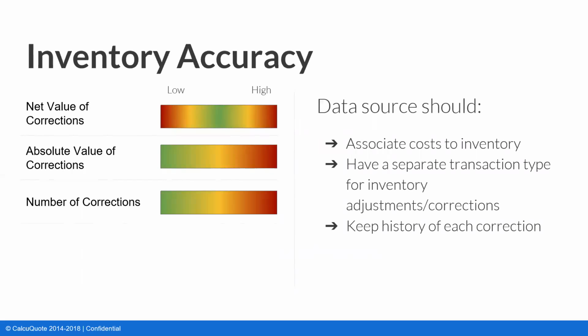And here are some points about what that system needs to be able to capture if you want to be able to track these metrics. So the first point here, it might seem a little obvious, is that you need to be able to associate costs to your inventory. So if I have a particular component, I want to be able to associate a cost to that component so that I can find out what the value of any correction I make is. The second point here is that I want to have a separate transaction type for inventory adjustments and corrections. What this means is that you don't want to treat adjustments and corrections the same as if you were issuing parts to a kit for production. Issuing parts to a kit for production is part of ordinary business.